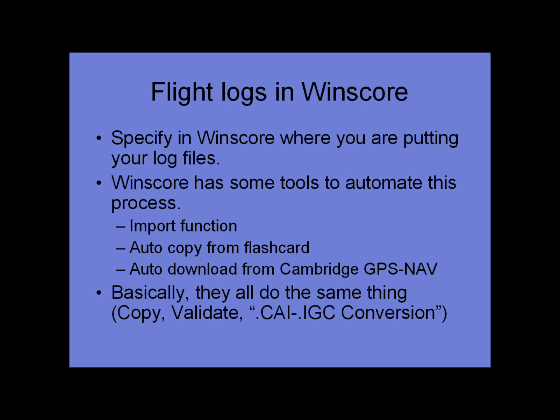Or you can auto-copy from a flashcard. When you plug in a flashcard, Winscore can recognize it and look for valid IGC files there. Or Winscore also has Cambridge software embedded in it that will automatically let you download it from a GPS nav box. But all these 3 functions really do the same thing. They copy from the media, whether it be a log or flashcard, network location, copies from there to the folders you specify in Winscore. It will do a validation, the security check. Then if it's a CAI file, it will do a CAI and IGC conversion.